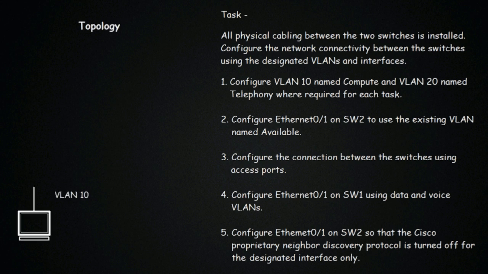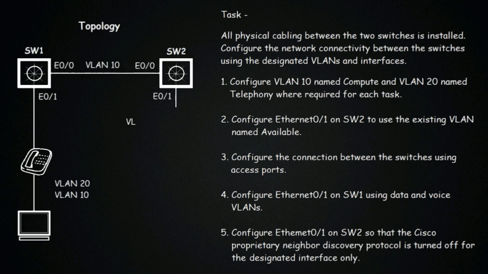Task. All physical cabling between the two switches is installed. Configure the network connectivity between the switches using the designated VLANs and interfaces. 1. Configure VLAN 10 named Compute and VLAN 20 named Telephony where required for each task. 2. Configure Ethernet 0/1 on SW2 to use the existing VLAN named available. 3. Configure the connection between the switches using access ports.